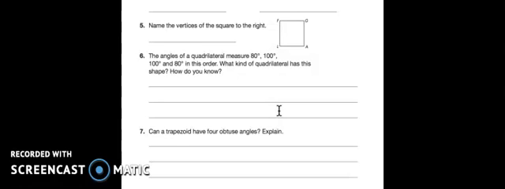And then, can a trapezoid have 4 obtuse angles? Explain. So bringing in some of that knowledge about triangles and angles. Can it have 4 obtuse angles? Yes or no? And then explain to me why or why not.